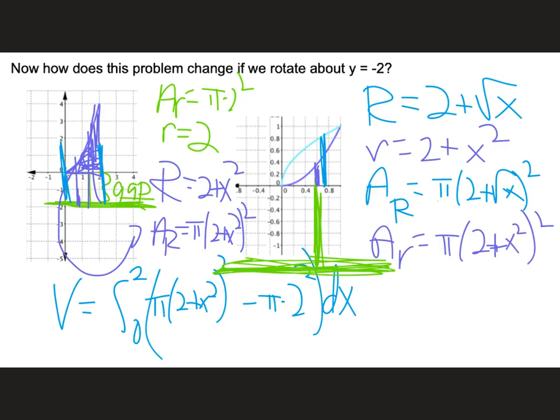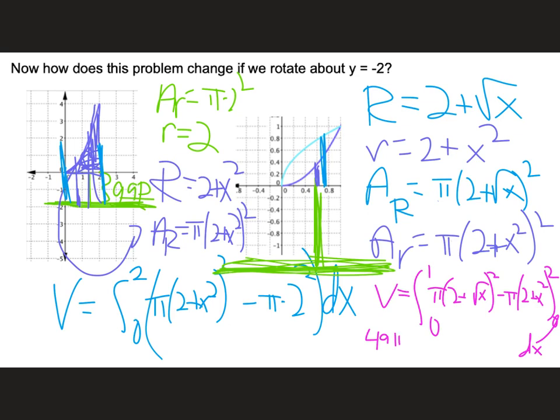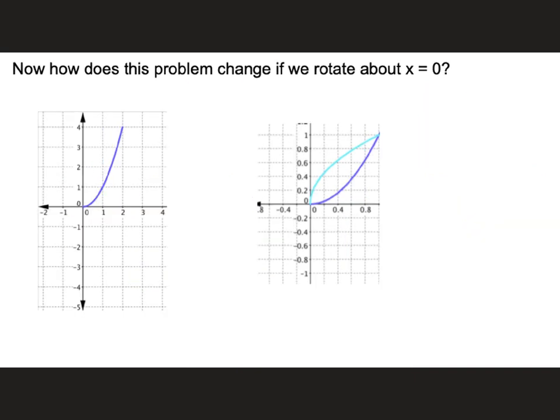So then your volume is the integral from 0 to 1 of the big one, pi times (2 plus the square root of x) squared, minus the little one, pi times (2 plus x squared) squared. Don't forget a dx right there. Again, I'm going to think that you guys can do this. I'll give you the answers. This one's 49 pi over 30, according to the calculations that I have made. And the one over here got 256 pi over 15. If you disagree, by all means, talk to me.